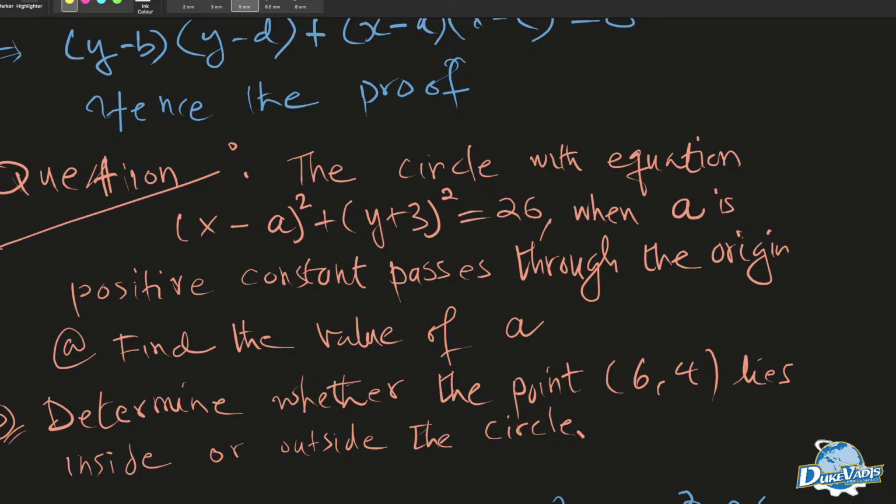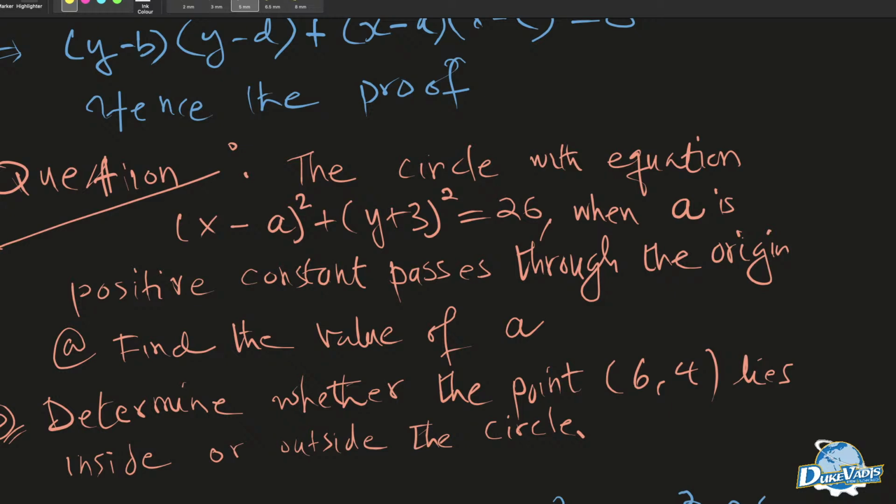The circle with the equation (x − a)² + (y + 3)² = 26, when a is a positive constant, passes through the origin. Find the value of a, and determine whether the point (6, 4) lies inside or outside the circle. So how do we go about this question?